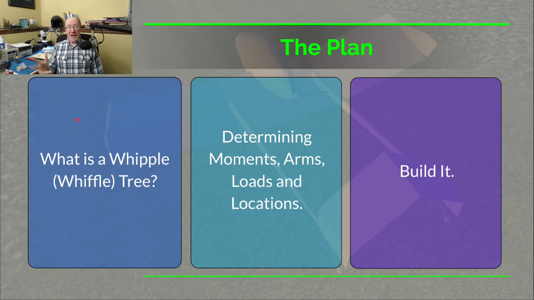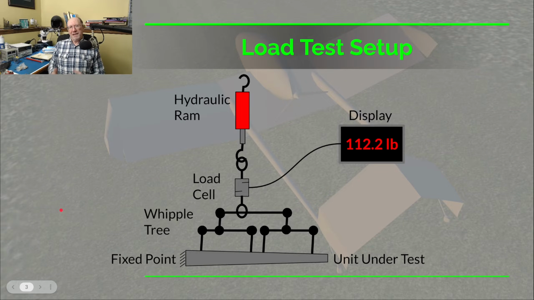Now we're back in the office. Let's talk about what we're going to do here. First, we're going to go over what a Whipple Tree is, a little bit more on that. Then I'm going to go over how I did calculations for the Whipple Tree I'm going to build so I know how the load is going to be spread the way I want it to be spread. And then with those calculations, we'll be able to go back out into the shop and we're going to build it.